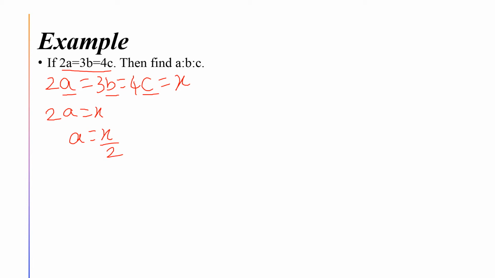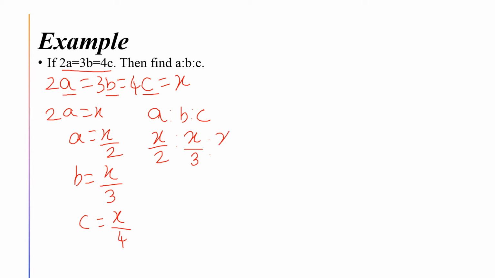Similarly, to find the value of b and c, the value for b is x by 3 and the value for c is x by 4. Okay. So a is to b is to c is equal to x by 2 is to x by 3 is to x by 4. So ratios will not be in fraction. So we have to take the LCM of 2, 3 and 4. LCM of 2, 3 and 4 is 12.